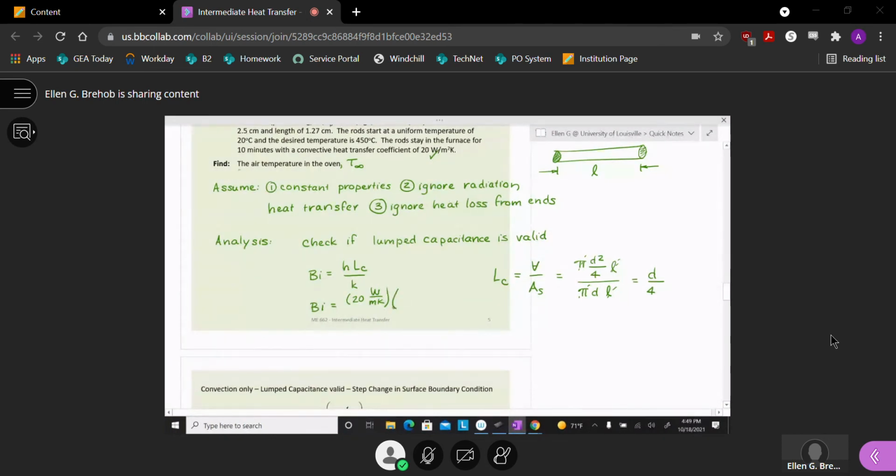My diameter is 2.5 centimeters. And K is 63.9. All right, and I can already think through, I've left off a unit here. So what I need in the numerator should be watts per meter squared Kelvin.